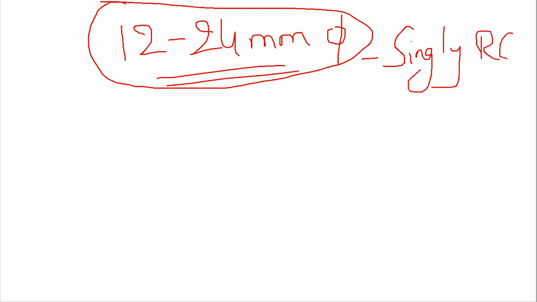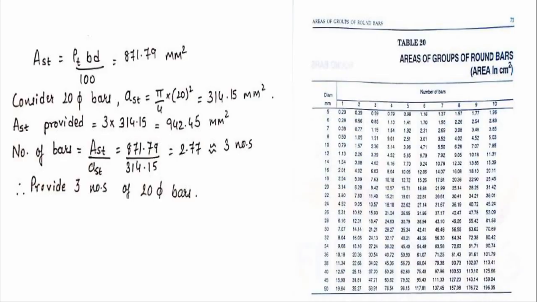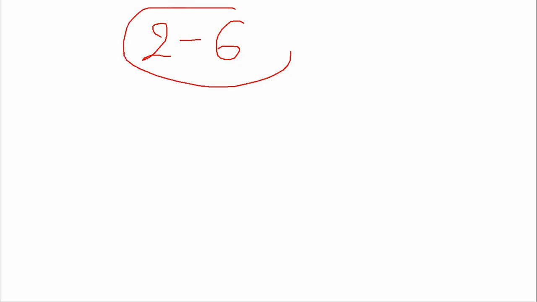Clear? Again, in the previous slides you have seen that the number of bars varies from 1 to 10. We have to take an optimum value for this also. So the range of bars will always be from 2 to 6. We will always take the number of bars between 2 and 6. Why so? We are referring to a rectangular beam. Let us take an example.